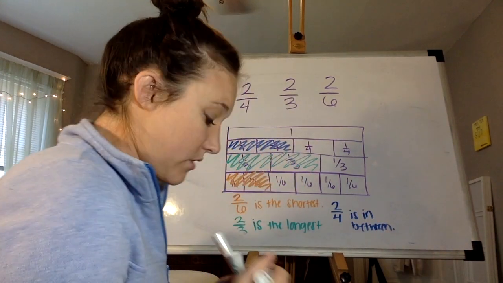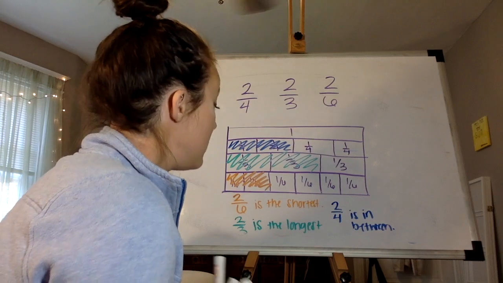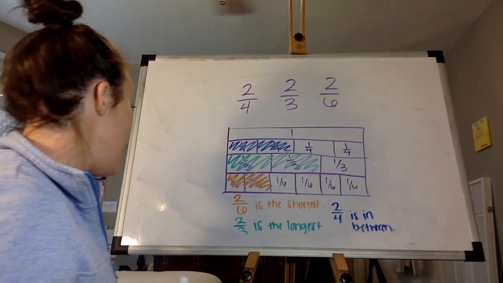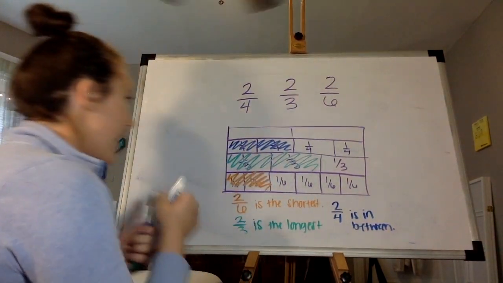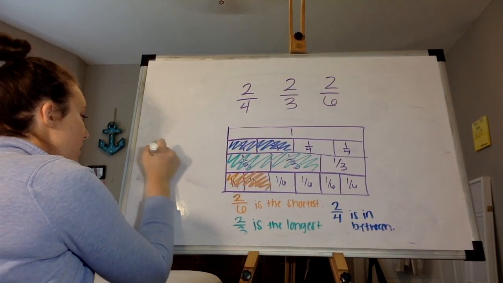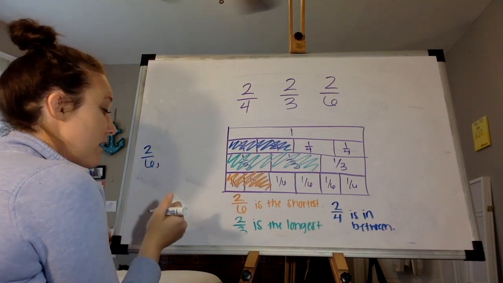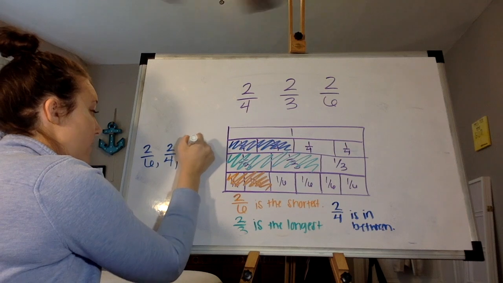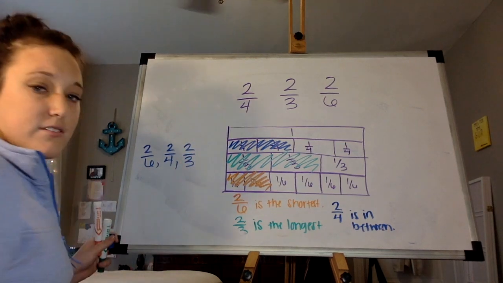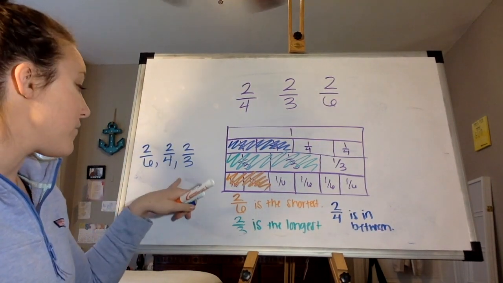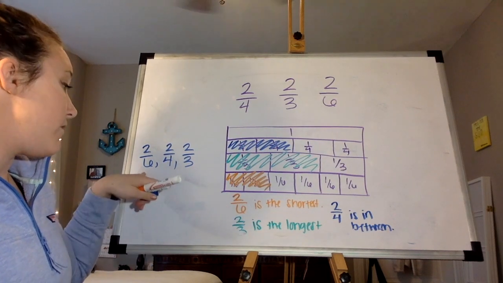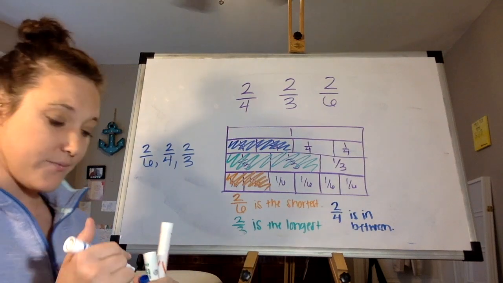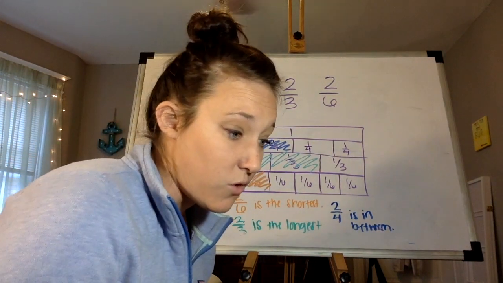Okay? So now I need to just put them into order. So I'll slide over here and we are going to have 2/6 and then 2/4 followed by 2/3. Okay, and see they're separated with a comma. I did my shortest one first and then the in-between and the longest. So that's how we're going to solve.